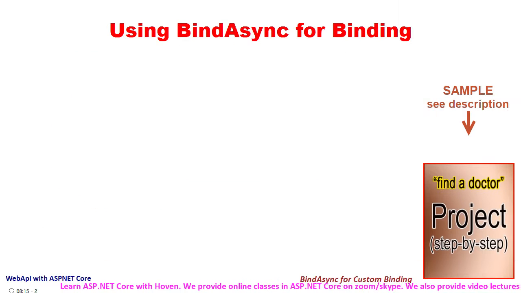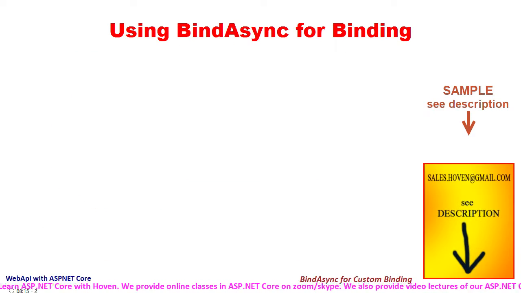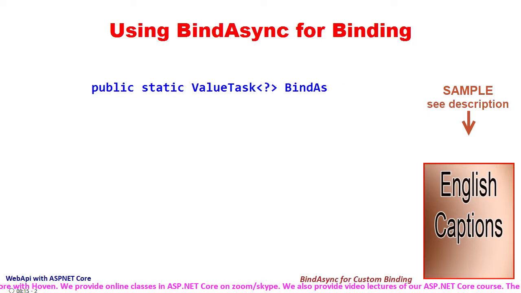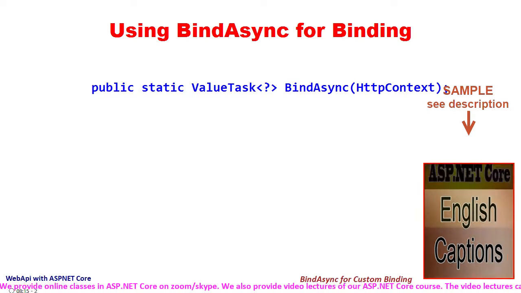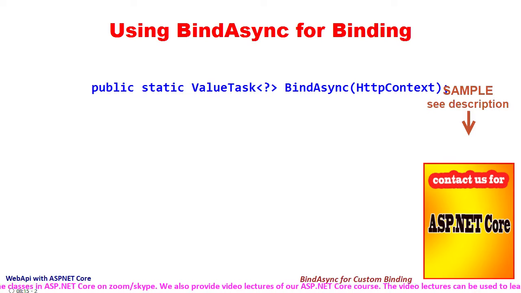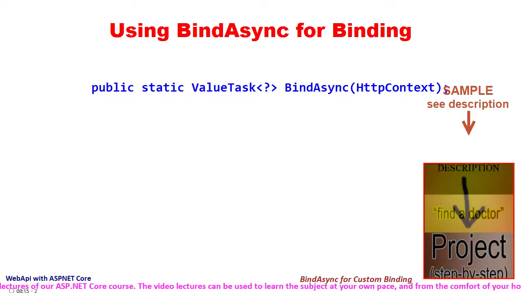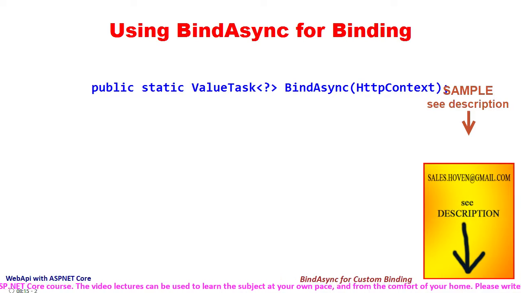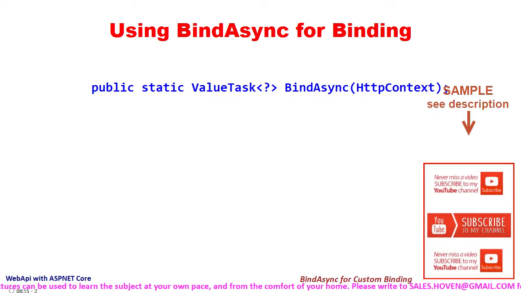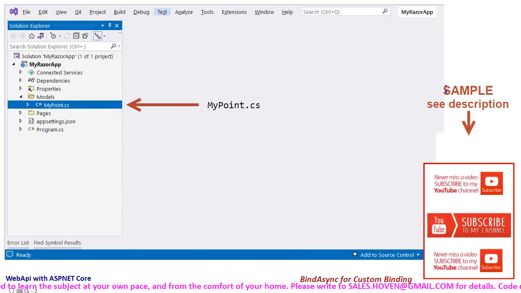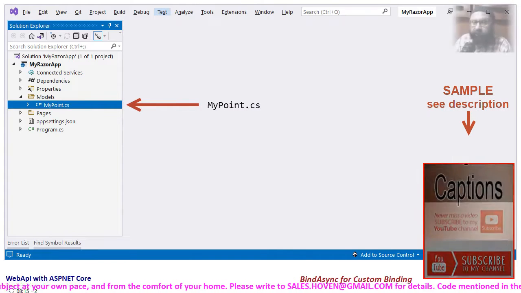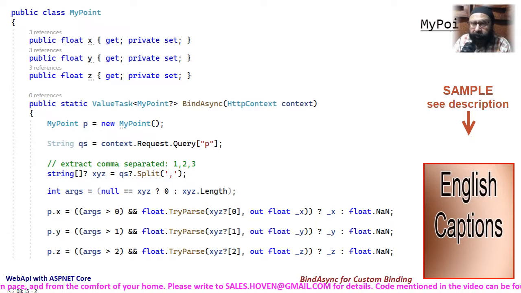And next we have to add a BindAsync function to the class MyPoint. It has to be a static function that returns a ValueTask. If you are new to a ValueTask, then you can think of it as an optimized Task. And for more, you can refer to one of the previous tutorials where I have explained ValueTask and Task in greater clarity. Open the Solution Explorer and locate the MyPoint.cs file and double click to open it.